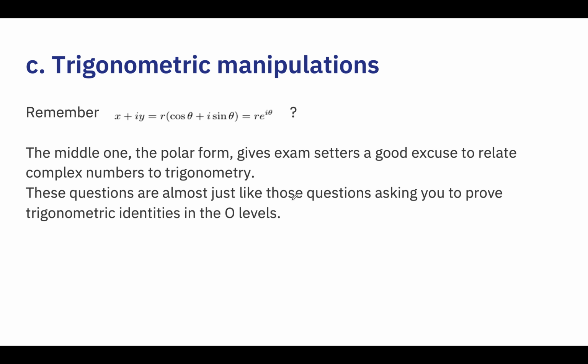So do you all remember this trigonometric identity that we have over here, converting between rectangular form, polar form, and exponential form? The middle one, the polar form, gives exam setters a very good excuse to relate complex numbers to trigonometry. So these questions are almost exactly like those questions asking you to prove trigonometric identities in the O-levels, and honestly, they can be quite sian, because they are testing you on both complex numbers and trigonometric identities and manipulations. But all you need to do is to push through it and press on.